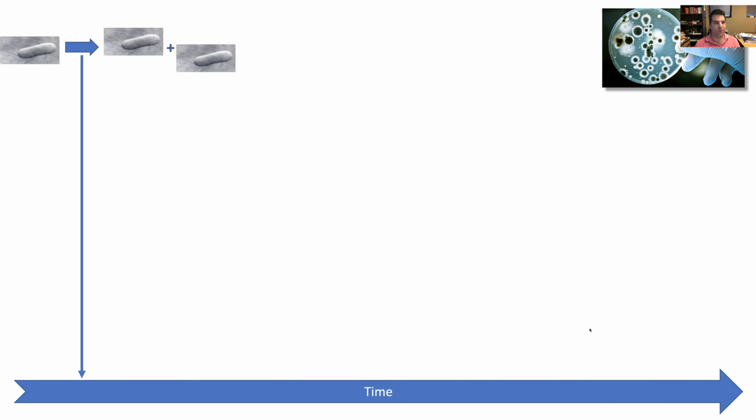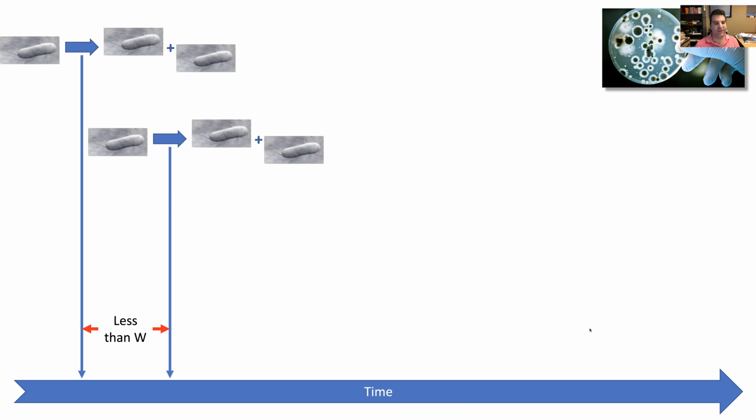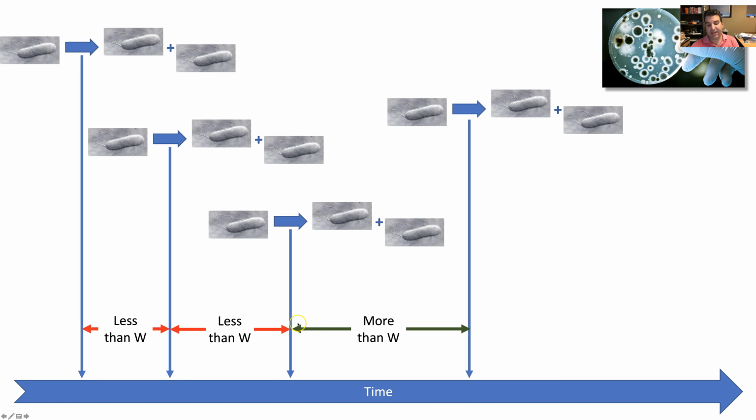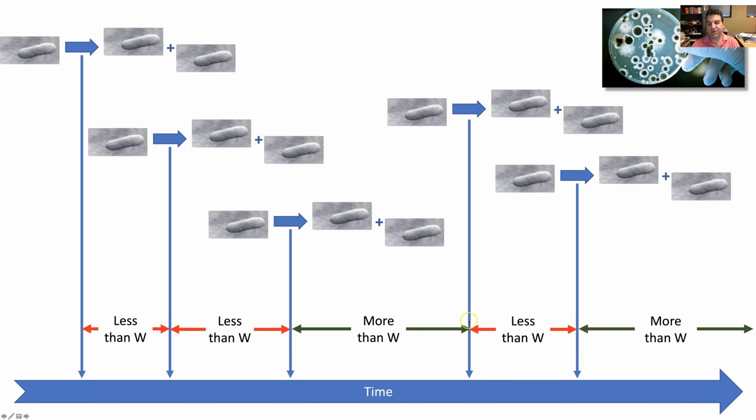So you'd start with this one bacteria, maybe you get a reproduction event, and then you wait a certain amount of time, and this might be less than the average time W, and you'll get another reproduction event. Then you wait another amount of time, and that also might be less than the average time, and you'll get another reproduction event. But then the next time you wait, it might be more. So you get some of these inter-reproduction times being less than the average time and some being more.